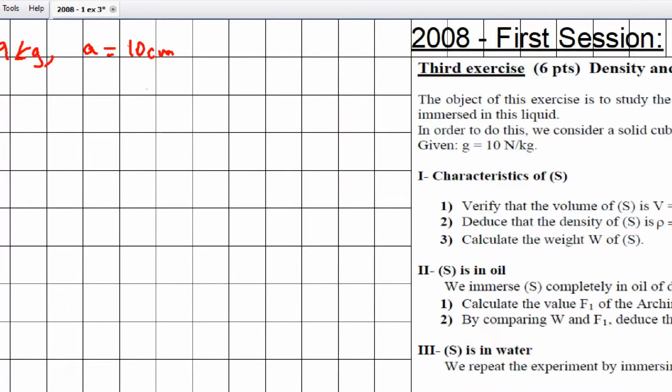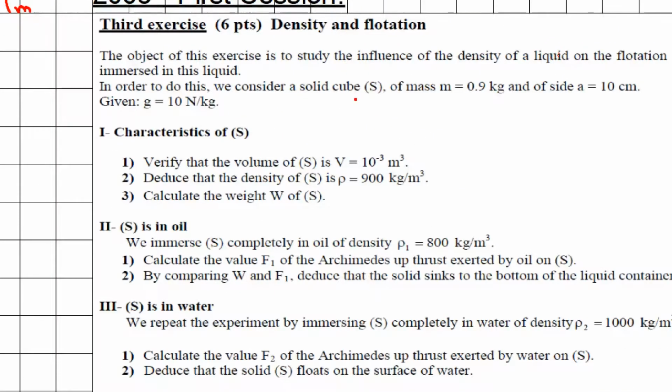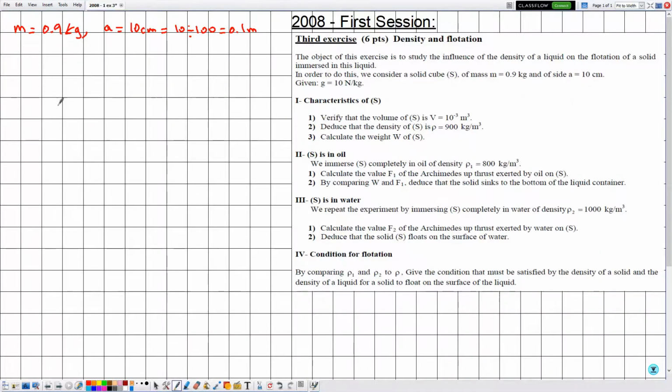Knowing that centimeters is not the SI unit of length, in order to convert from centimeters to meters, we divide by 100. Then 10 divided by 100, then the side is given by 0.1 meters. Since this solid is classified as a regular shape, which is a cube, then using this side, we can determine its volume.